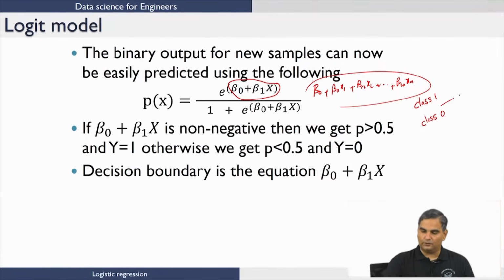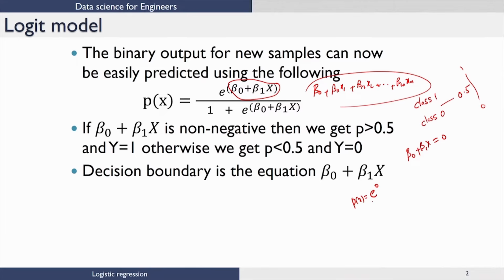If we were to use a threshold of 0.5, because probabilities go from 0 to 1, then you notice that p of x becomes 0.5 exactly when beta naught plus beta 1 x equals 0. This is because p of x then equals e power 0 divided by 1 plus e power 0, which is equal to 1 by 2. Also notice another interesting thing, that this equation is then the equation of the hyperplane.